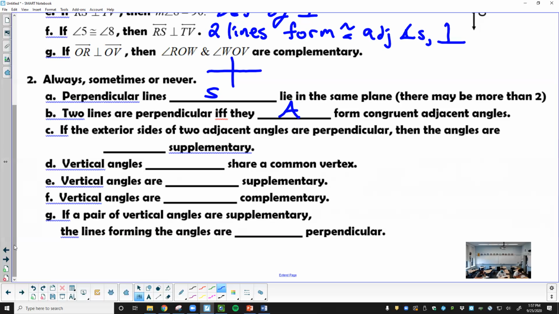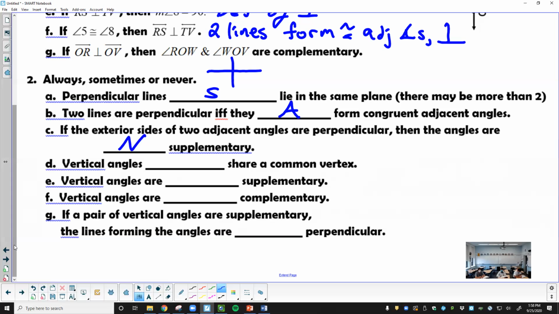If the exterior sides of two adjacent angles are perpendicular, then their angles are sometimes, always, never supplementary. Be careful. The exterior sides are perpendicular, and the angles are really, that should say complementary. So this has got to be never. Right? If they add up to 90, they can't also add to 180.